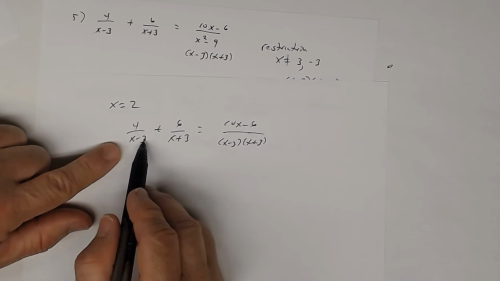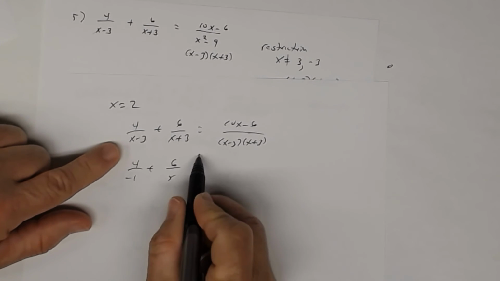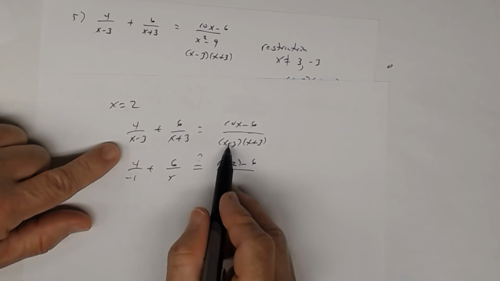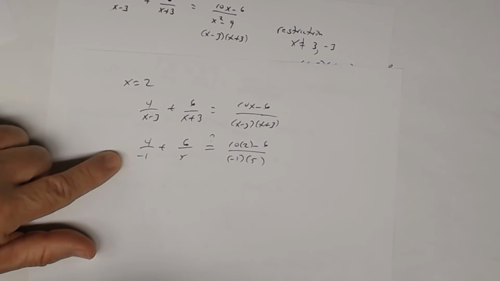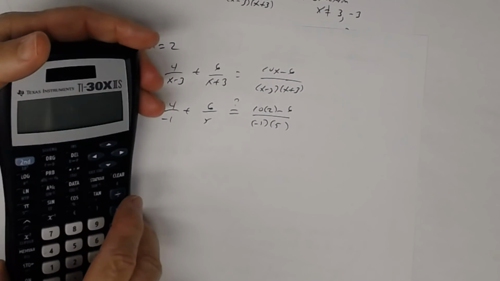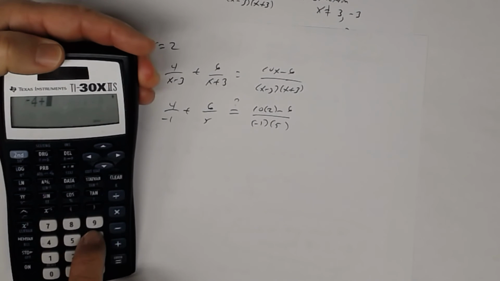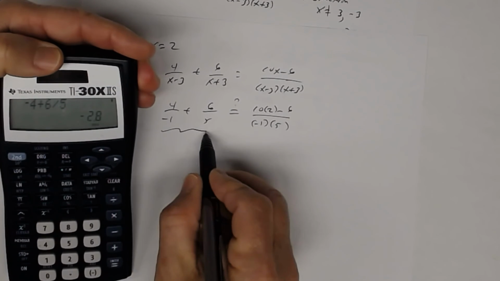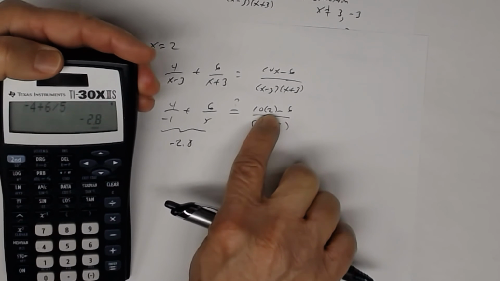4 divided by 2 minus 3 is a negative 1, right? Plus 6 divided by 2 plus 3 is 5. I want to see if that's going to equal 10 times 2 minus 6 divided by 2 minus 3, which is a negative 1, and then 2 plus 3 is 5. Over here, use your calculator to help you. So I have negative 4 plus 6 divided by 5. Since that's a terminating decimal, I'm going to leave it as a terminating decimal. So that's negative 2.8.